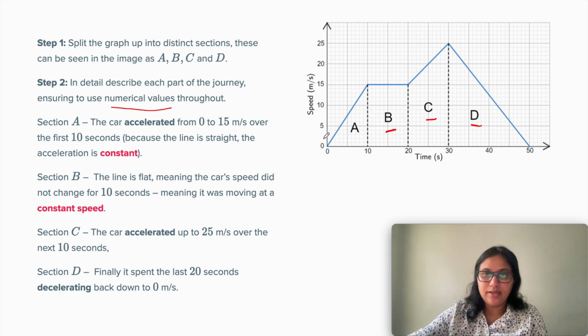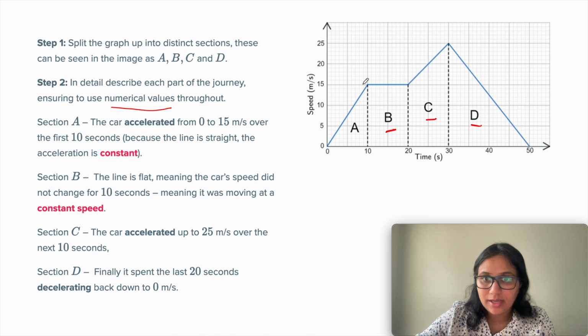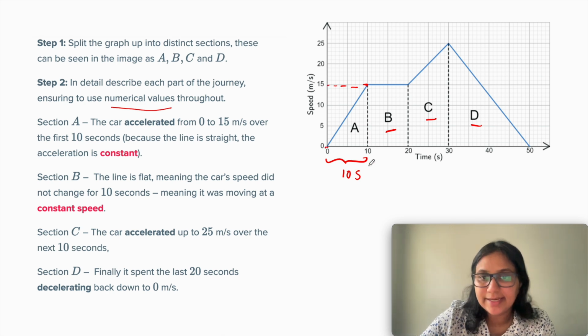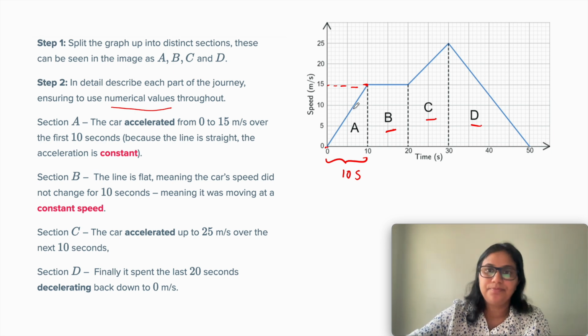Section A, you can see that the car accelerates from 0 and reaches 15 meter per second. So the final velocity at section A is 15 meter per second. You can describe section A as: the car accelerates from 0 to 15 meter per second over the first 10 seconds. Since the line is a straight line, you can also say that the acceleration is constant.